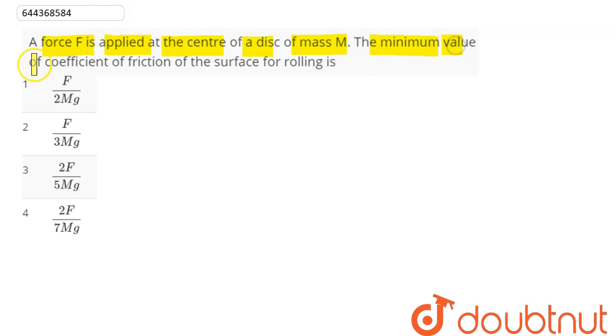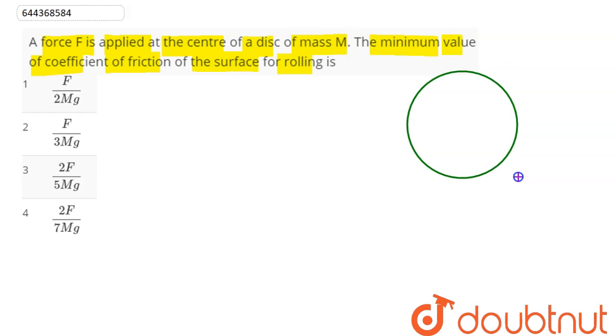Question is, a force F is applied at the center of a disk of mass m. The minimum value of coefficient of friction for rolling is. So here we can say that suppose this is our disk of mass m. Now here the force is applied at the center of the disk. Hence this is the force F being applied at the center of the disk. Now minimum value of coefficient of friction of the surface for rolling is.